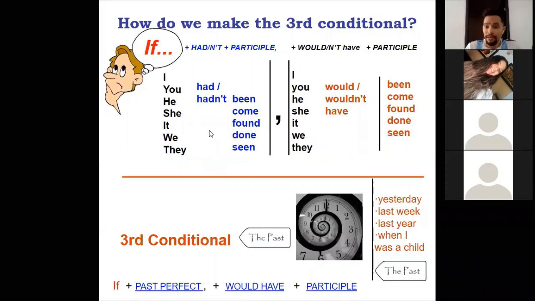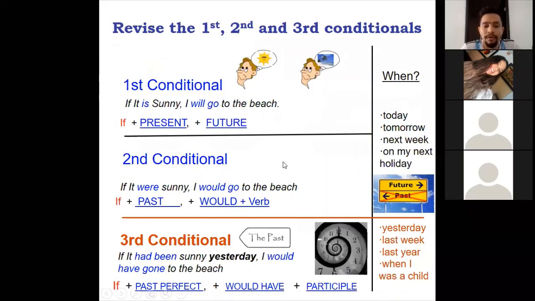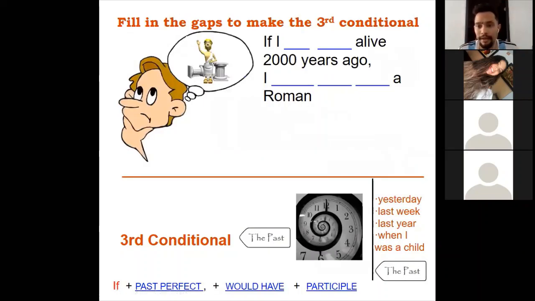And well, now that we have already mentioned this, please remember that this is a structure. If, past perfect, would have, and past participle. All right. So let's move right over here. Take a look at the first practice or exercise that we have now. It says fill in the gaps to make the third conditional. So if I, alive, 2,000 years ago, I, a Roman. So try to complete the sentence by using conditional type 3. And using this, take a look, structure down here. The conditional type 3 structure. So fill it out, guys.